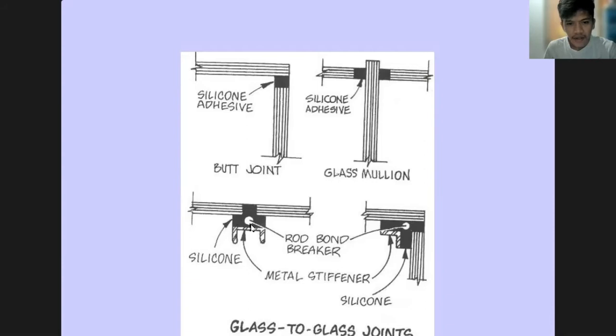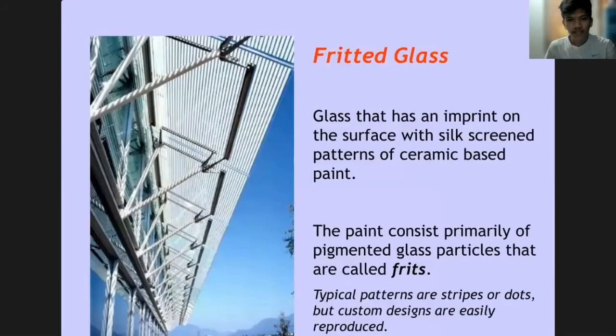Silicone, food, breaker, chemical system, and also the silicone. Especially this one is the treated glass. Treated glass that has been printed on the surface with silk screen pattern and ceramic base paint. The paint consists of primarily pigmented glass, which are called frits. Typical patterns and stripes of glass that custom designs are easily reproduced.